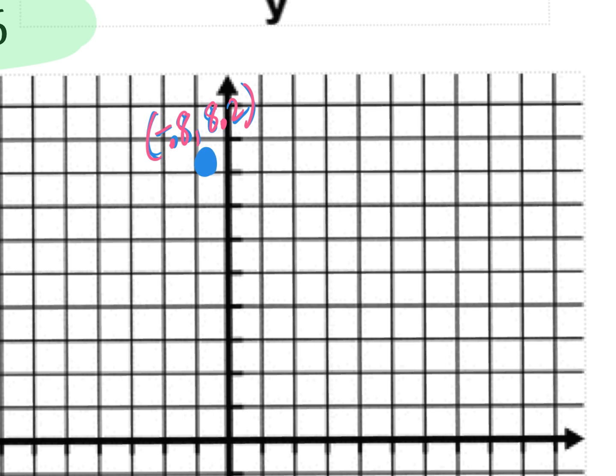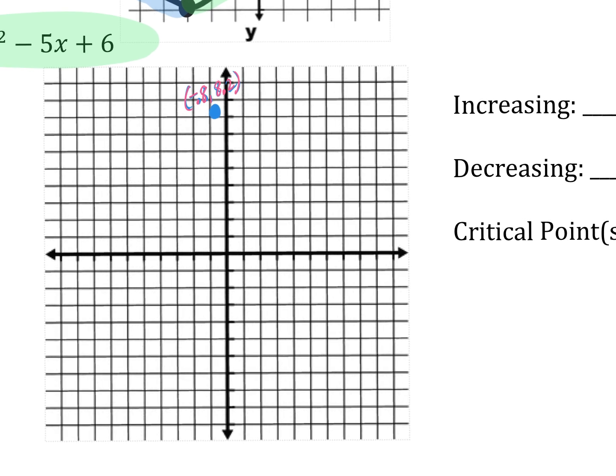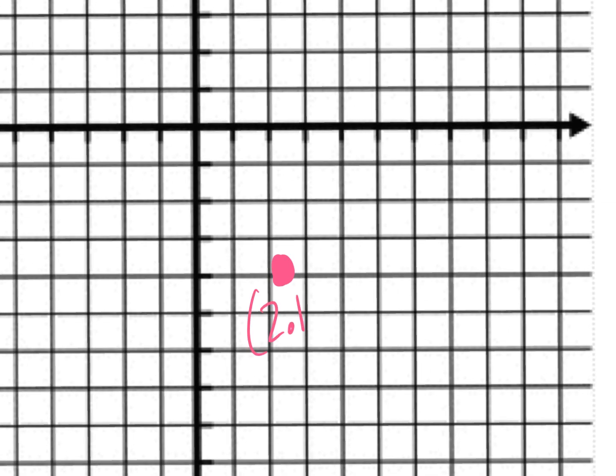How are we going to find that minimum? Second trace, 3 is minimum. Then I go left bound, enter, right bound, enter. So I'm telling it where that minimum will be. And I got 2.1, -4. Again, where you have it on your graph is not as important as writing the actual values.